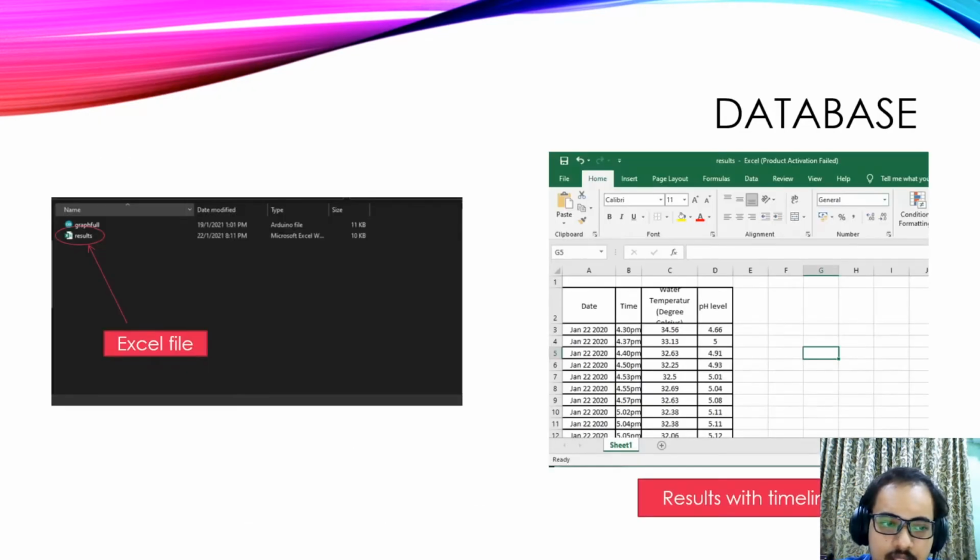Then we have the database for our project. The database was generated in an Excel file. This is our result with the timeline. It shows the temperature and the pH level only. We only extracted these two.